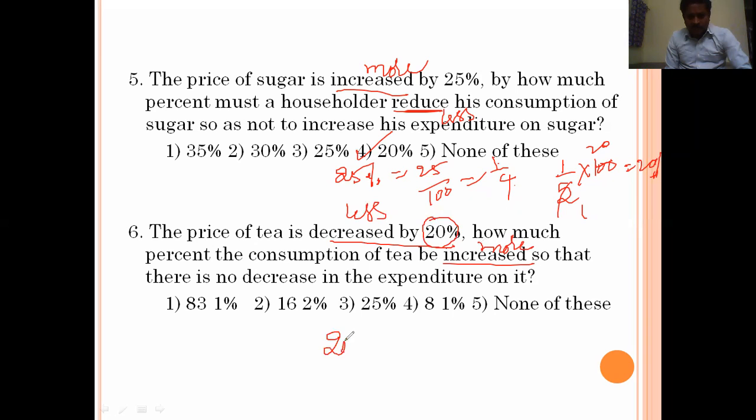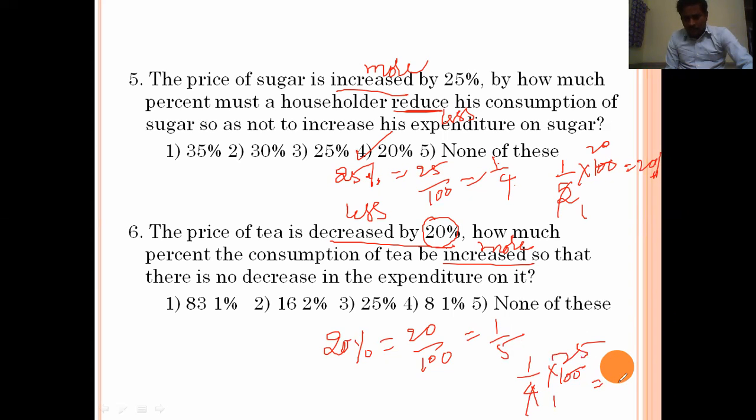So first we convert 20% in terms of fraction value. 20 by 100 means 1 by 5. Here we are going to find more value. More value means here we subtract. We write the numerator as it is, and in the denominator we write the subtraction value. 5 minus 1 is 4, 1 by 4 into 100. So 4 ones are 4, 4 twenty-fives are 100, so 25%. 25% means option number 3 is the right answer.